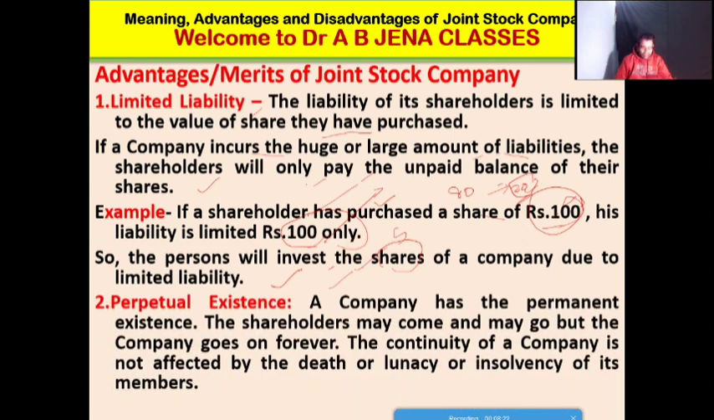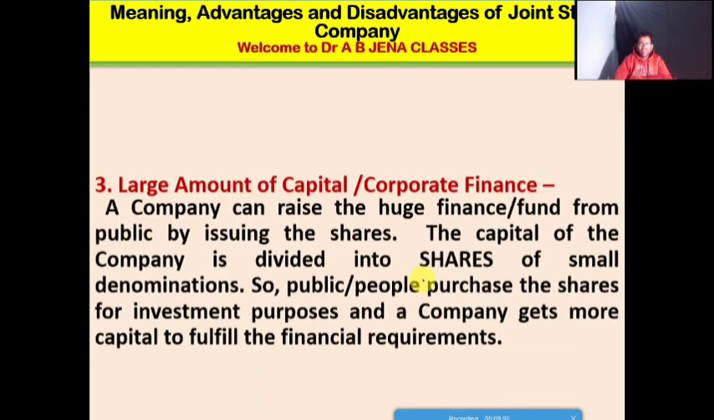So next benefit of a joint stock company is perpetual existence. A company has permanent existence. The shareholders may come or may go from the company, but the company goes on forever. The company will go on for an indefinite period. The continuity of the company is not affected by the death, lunacy or insolvency of shareholders or the members. In this condition, the company will not be affected and will run for an indefinite period.